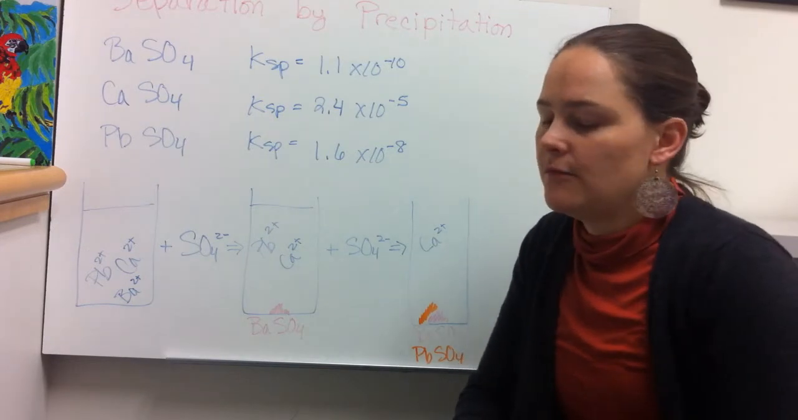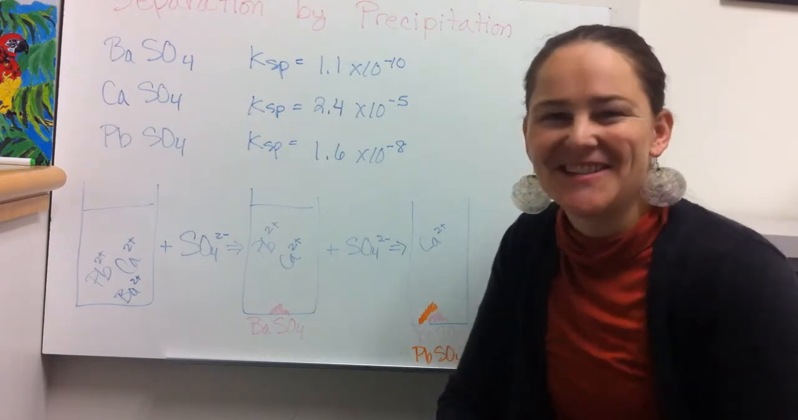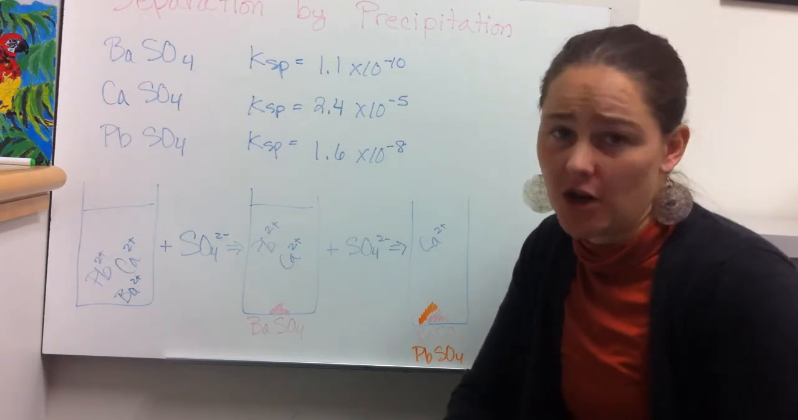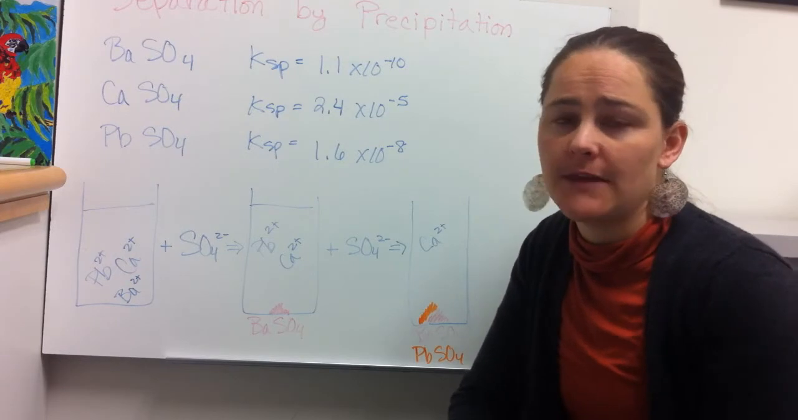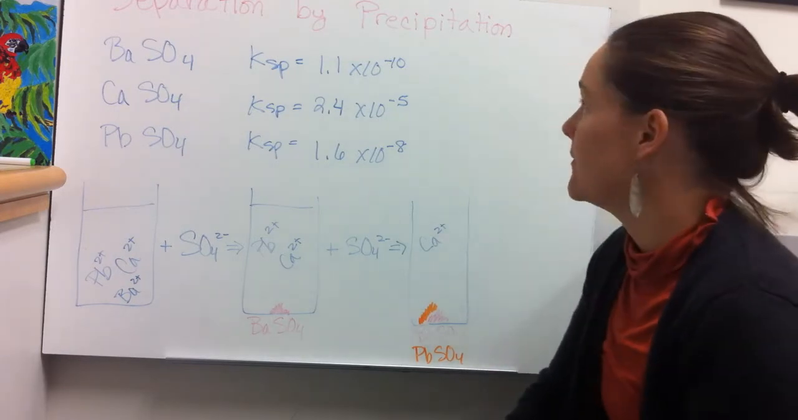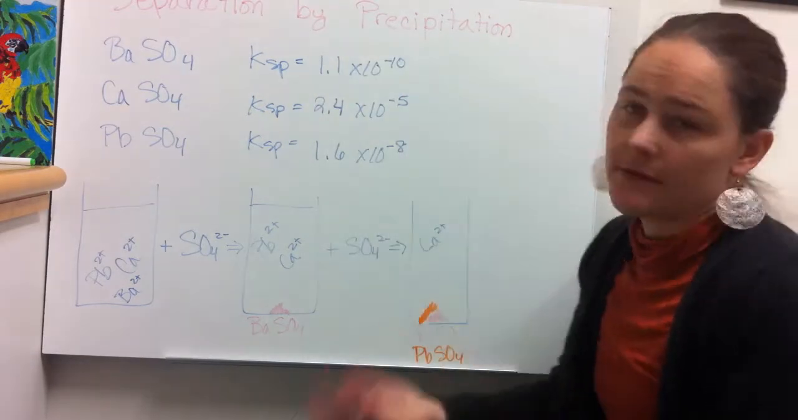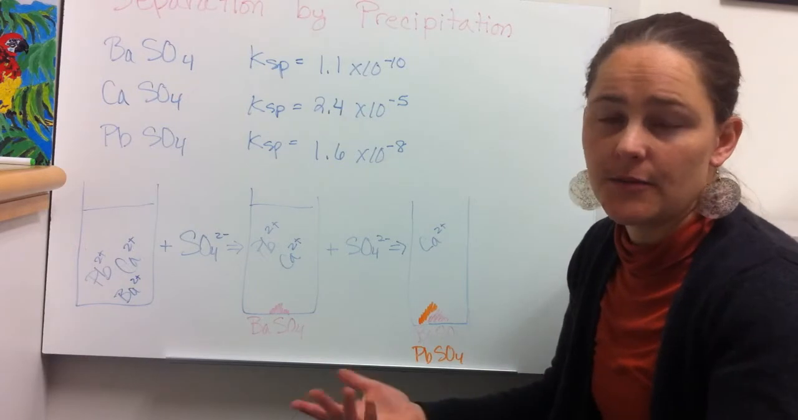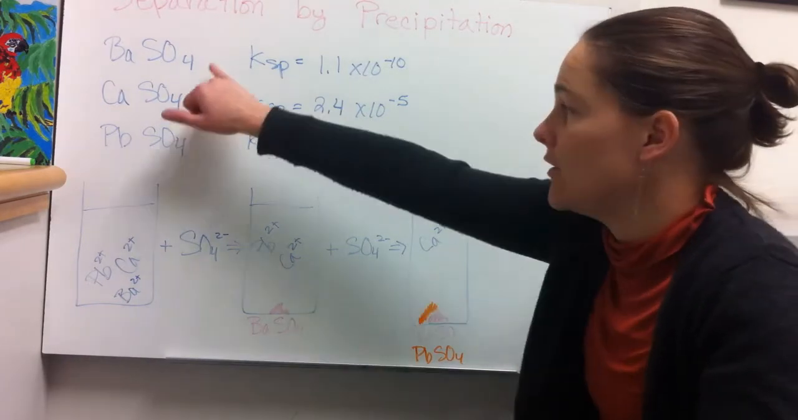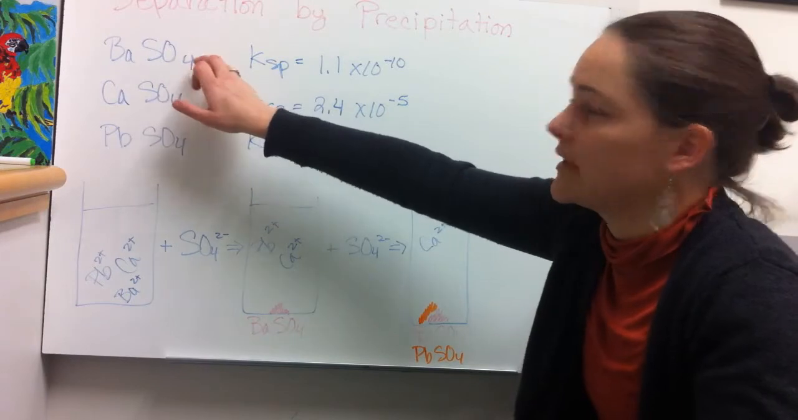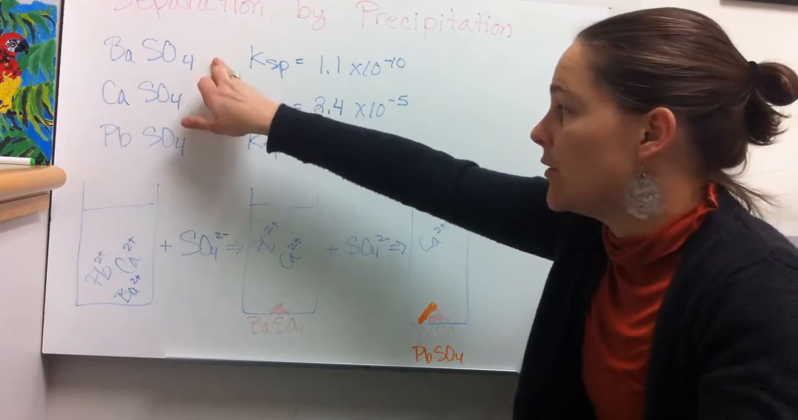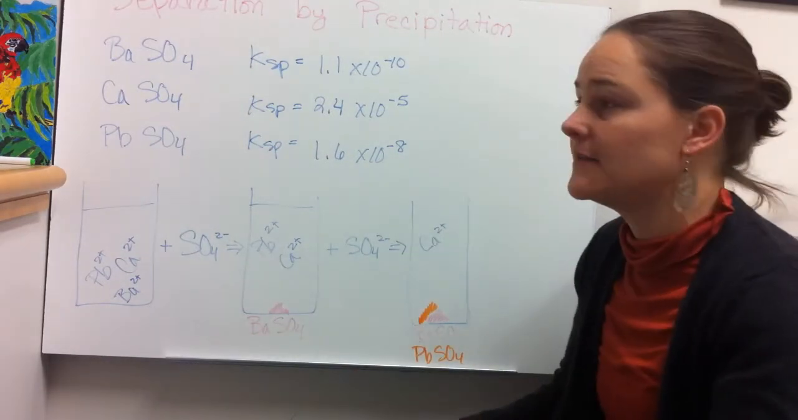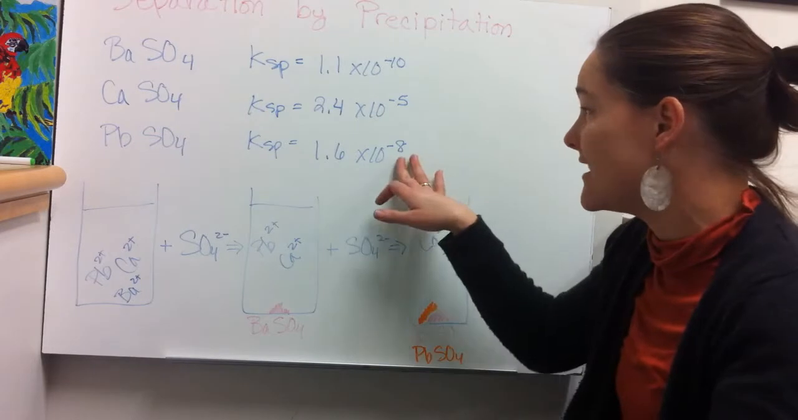Well, we didn't always have so much fantastic instrumentation, and so separation by precipitation was actually very common. And I think you guys do a lab of that in the general chemistry curriculum. So one of the neat things that you can do is to separate things based on precipitation. If you had a mixture, we can look at the KSPs for some sulfate salts. Barium sulfate, calcium sulfate, and lead sulfate have pretty different KSPs: times 10 to the negative 10, times 10 to the negative 5, and times 10 to the negative 8.